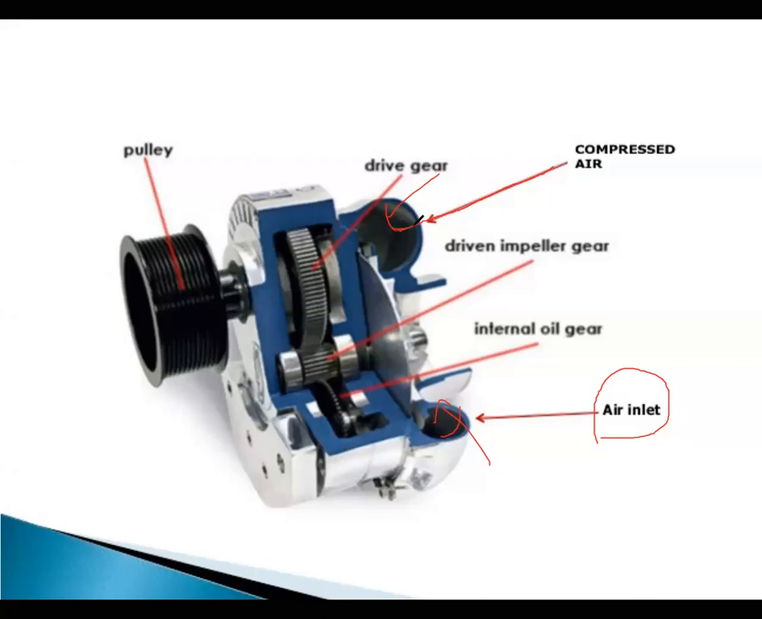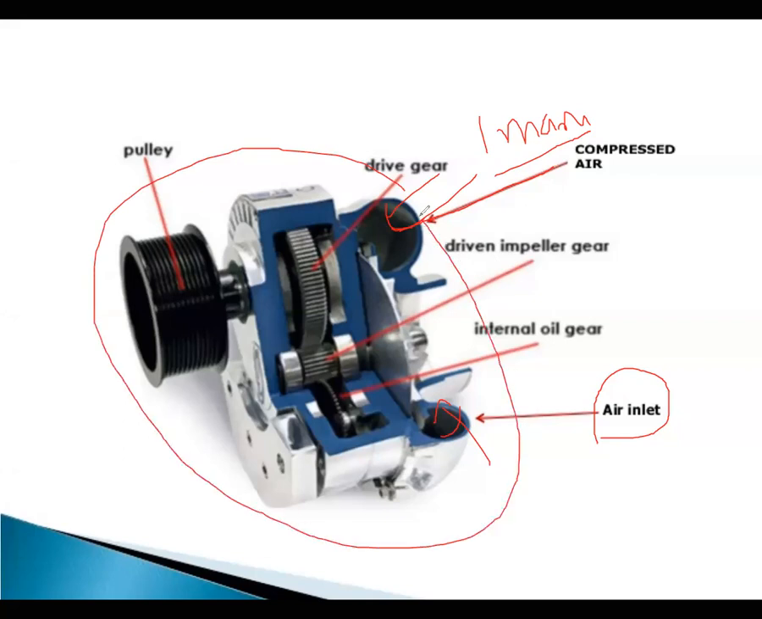The compressed air is directly interconnected to the intake manifold. Intake manifold is nothing but the suction stroke. So this is the working principle of this. A very important thing here is that, in order to run this supercharger, the belt has to rotate. Once the belt or pulley is rotating, the gear train will work over here.